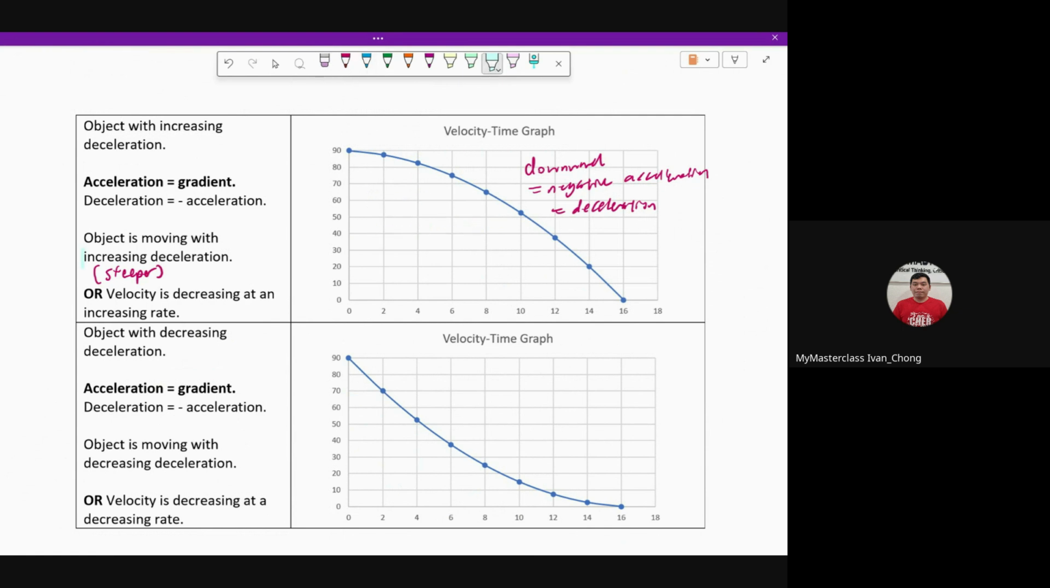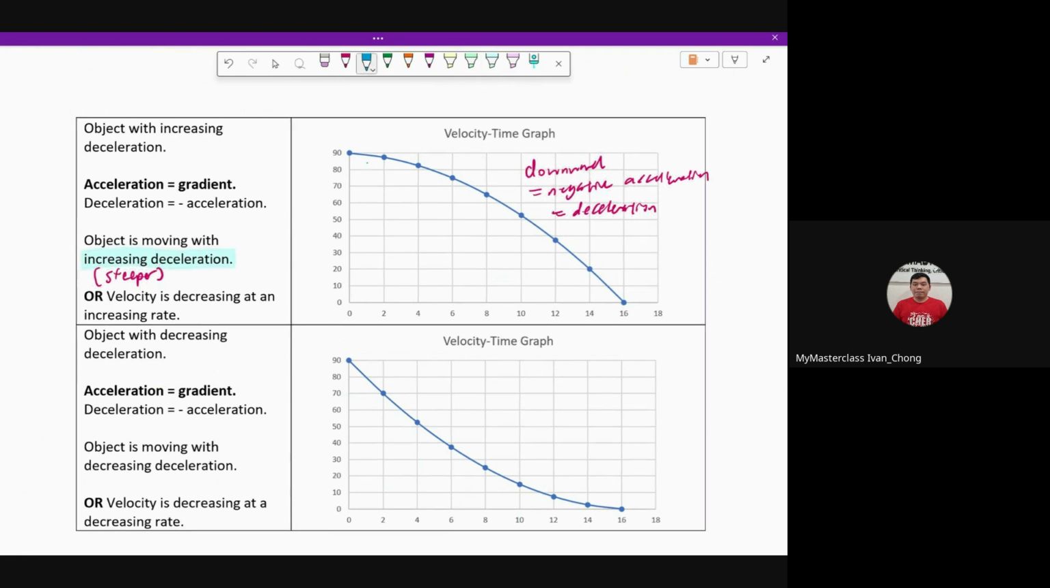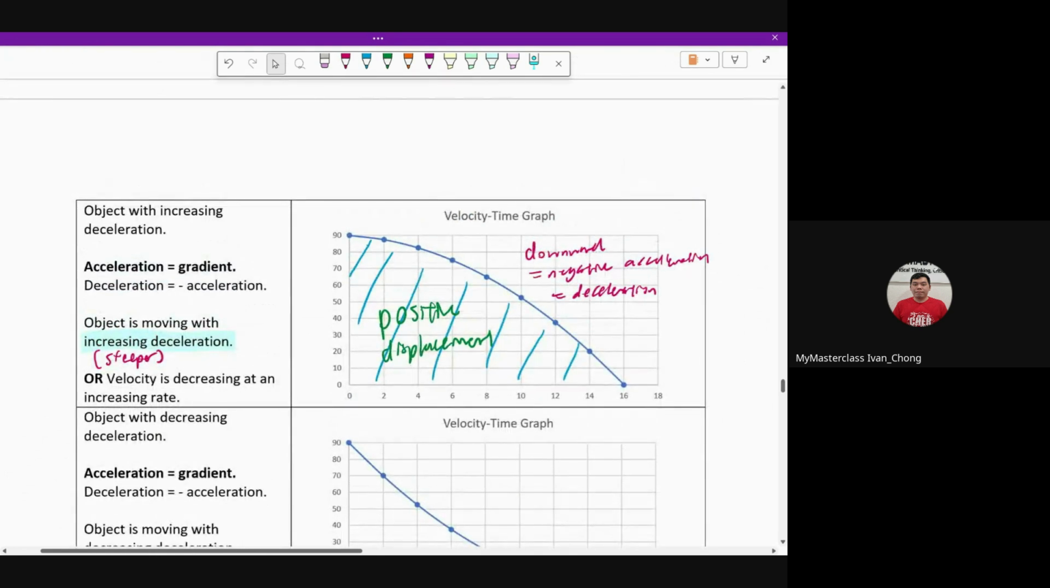Okay, so now let me highlight to you something. This is your displacement, right? This is still positive because you are above your horizontal axis. If you think about it, what does this picture represent? Basically, my object is moving and it's actually slowing down. Okay, because remember, you have increasing deceleration. So as time passes, you are slowing down more and more until you come to a stop.